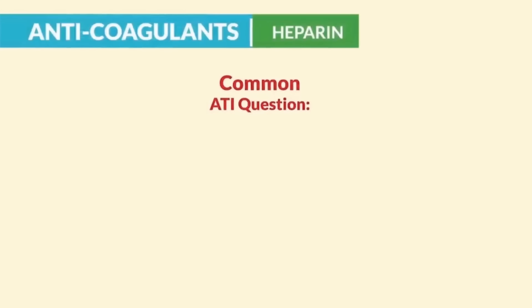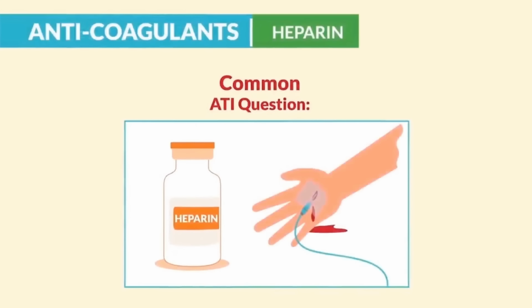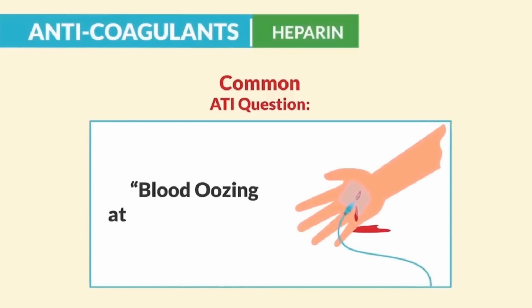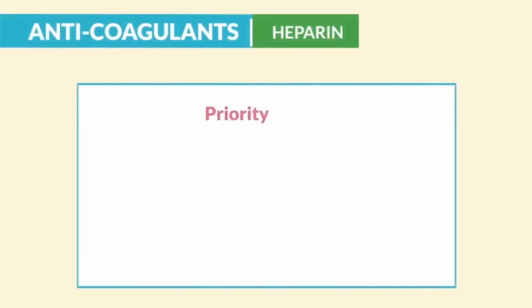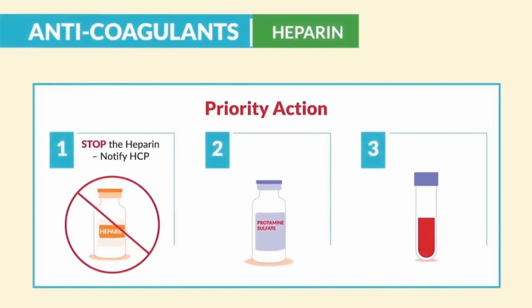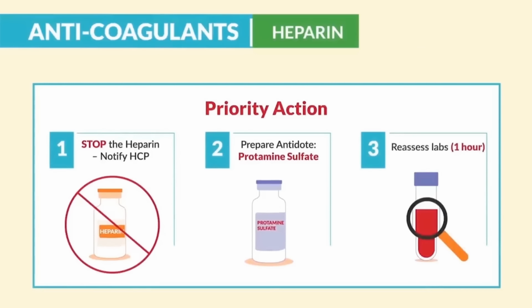Now, a common ATI question, a patient on heparin with bleeding at the IV site. What's the priority action? Guys, key term here to know, blood oozing at the surgical incision or IV site. Again, same priority actions here. Number 1, stop the heparin, notify the HCP, prepare protamine sulfate, the antidote, and reassess labs.